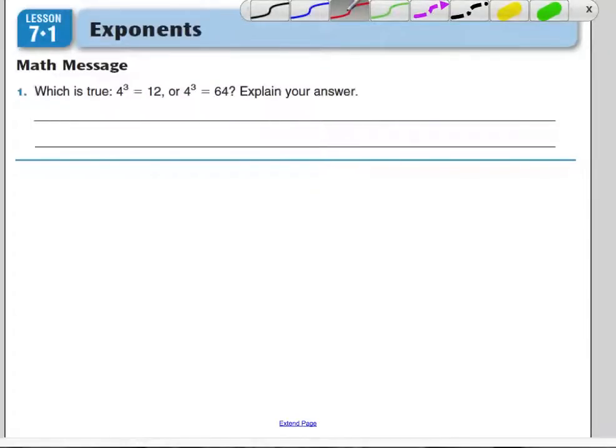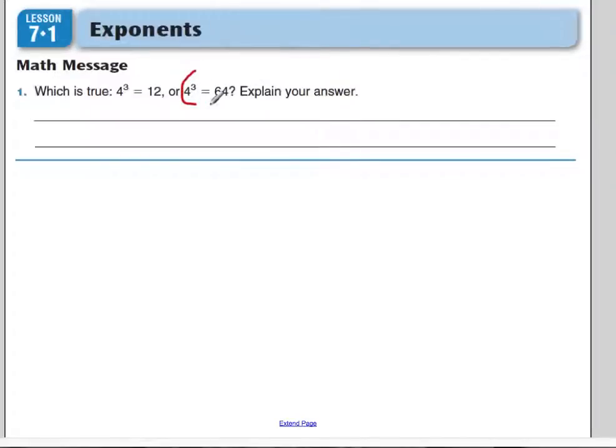Well, the correct answer is 4 to the third power equals 64. And the reason for that is because 4 to the third power means 4 times 4 times 4, which, when you multiply that, equals 64. 4 times 4 is 16, times 4 is 64.